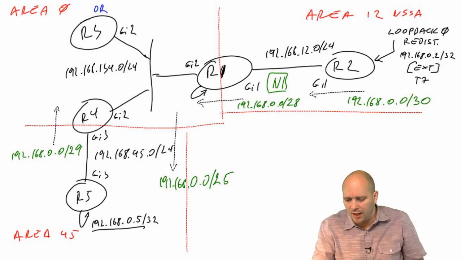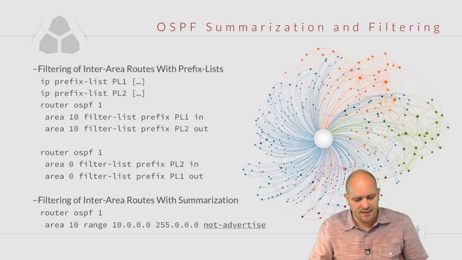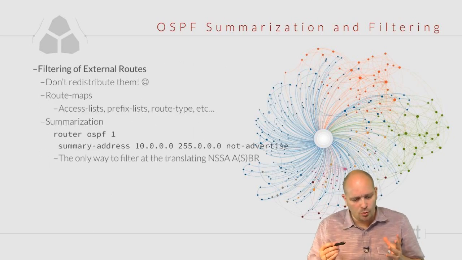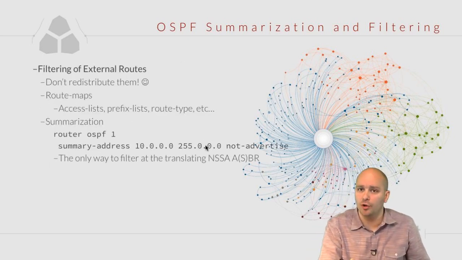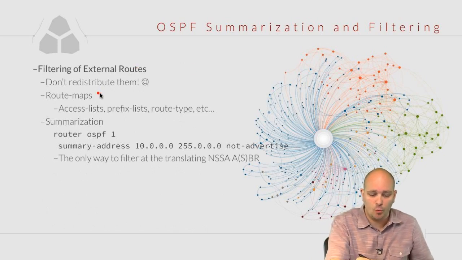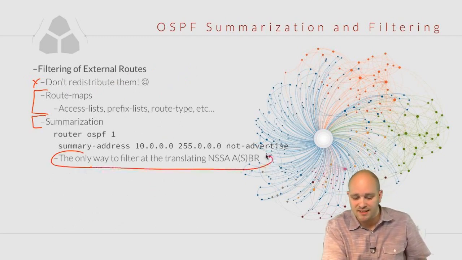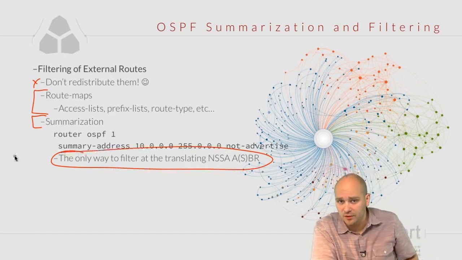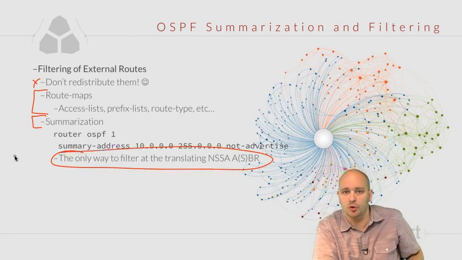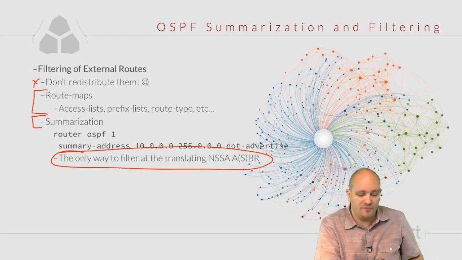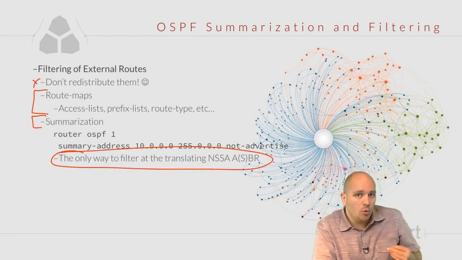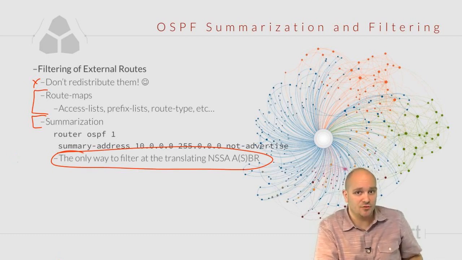So going back to this slide here, when you're filtering the external routes, as I said, there are multiple ways to do it. Don't redistribute them, the simplest one. Then I can use route maps. I can use the summarization syntax, and the summarization syntax is the only way to filter on the translating ABR or ASBR, depending on how you want to call it, logically or technically, the function it performs. So this is the only way to filter those translated routes, just like we did on our R1.